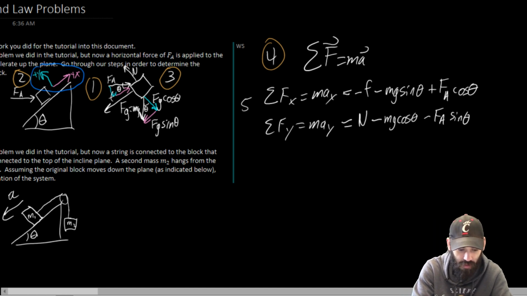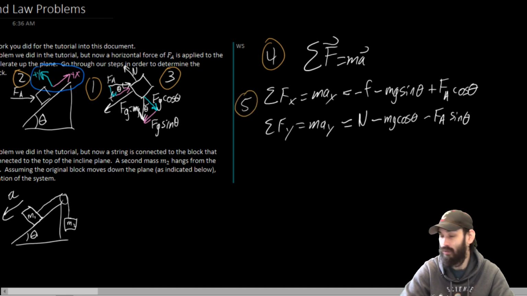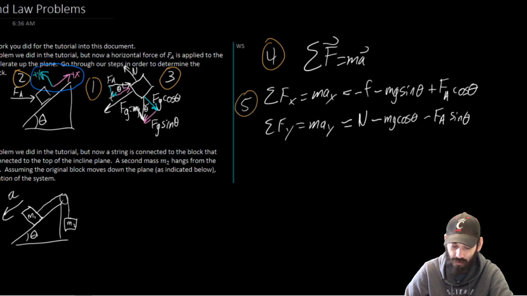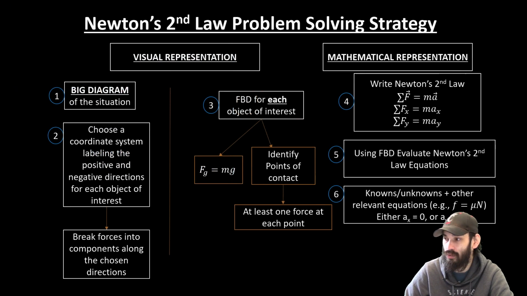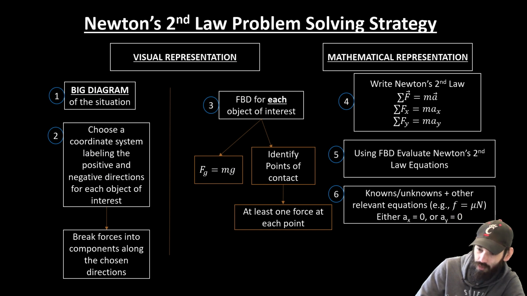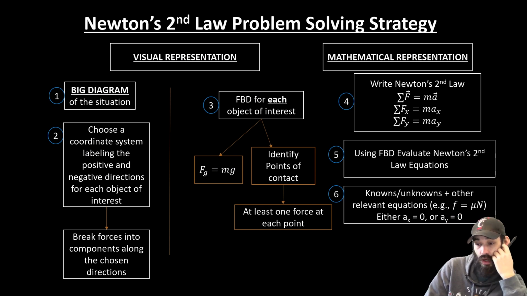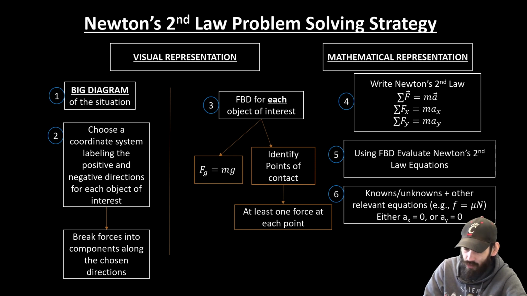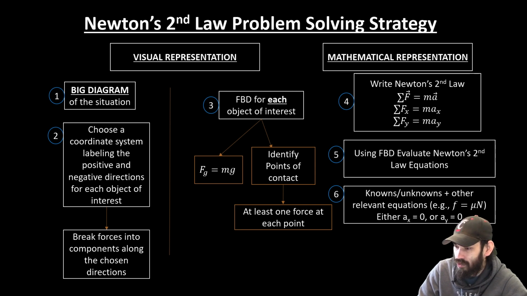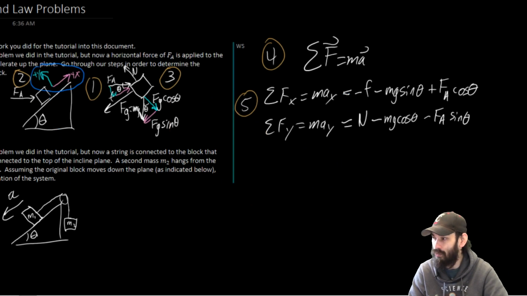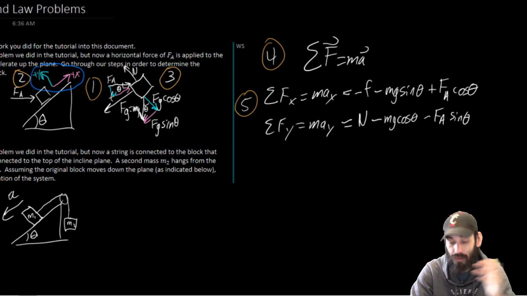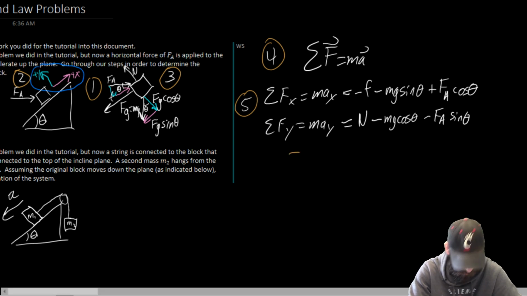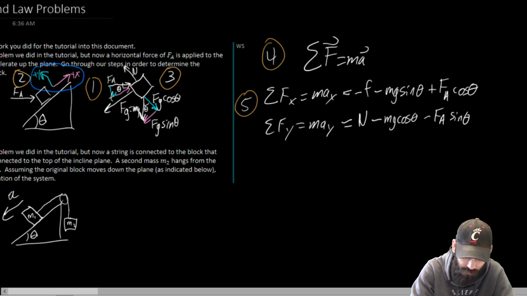So we've written our equations from our free body diagrams. And so the last thing that we want to do is use our knowns and unknowns and other relevant information, such as the force of friction is equal to mu times n if something's moving, to further reduce our equations. When we're looking at this now, we can say that this is going to be in motion. This says that the force of friction, F, is going to be equal to mu times n.